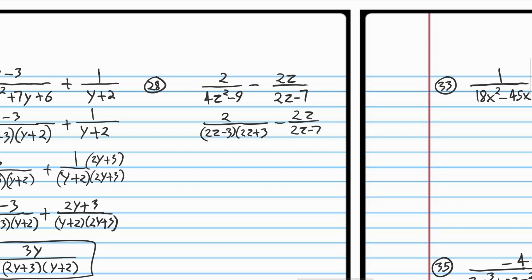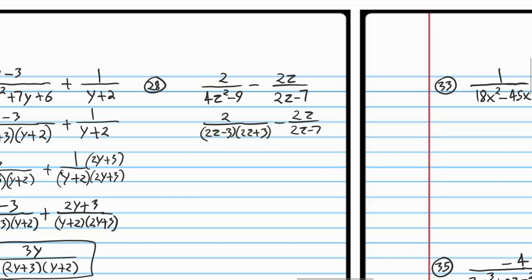But we have to stop here. Notice that we have 2z minus 3 and 2z plus 3. And over here we have 2z minus 7. So in this case, factoring actually didn't help. That doesn't really help us at all. It'd be better for us to just keep it in this form, because this 2z minus 7 is not a common factor for this denominator here.